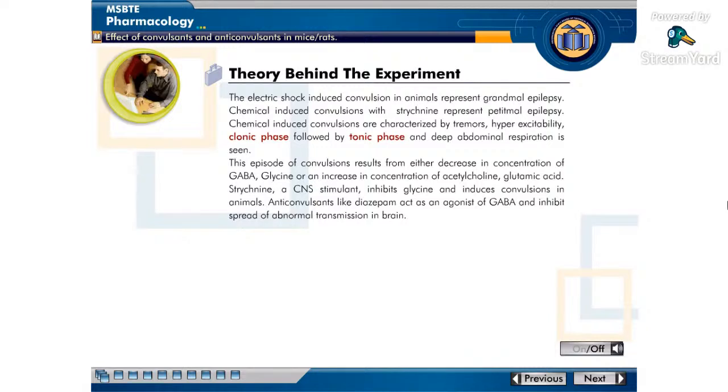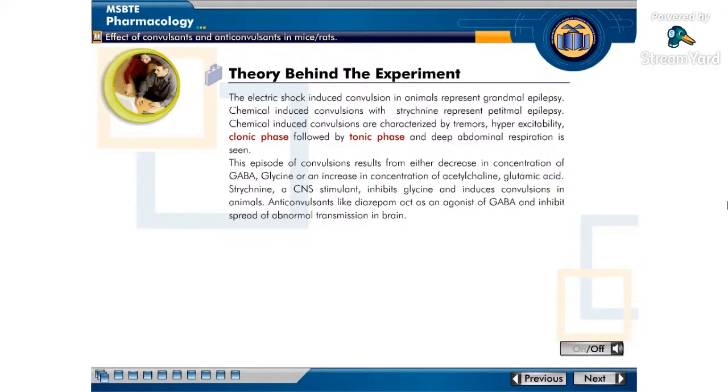The electric shock-induced convulsion in animals represents grand mal epilepsy. Chemical-induced convulsions with strychnine represent petit mal epilepsy. Chemical-induced convulsions are characterized by tremors, hyperexcitability, clonic phase followed by tonic phase, and deep abdominal respiration is seen.